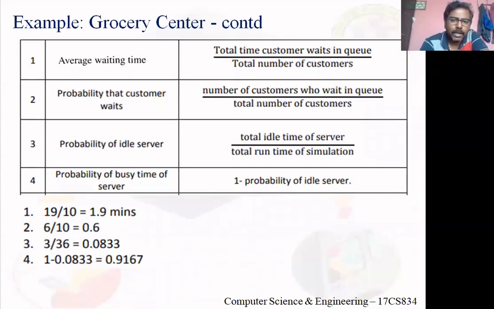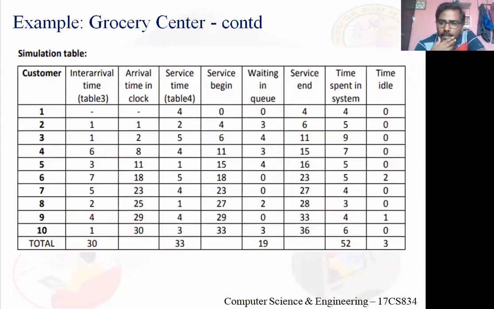Okay, probability of idle server. The probability of an idle server means the total time the server was idle divided by the total runtime. In the last column, I will find the time the server was idle, which is 3. But for total runtime, I will take the value from the last second column.